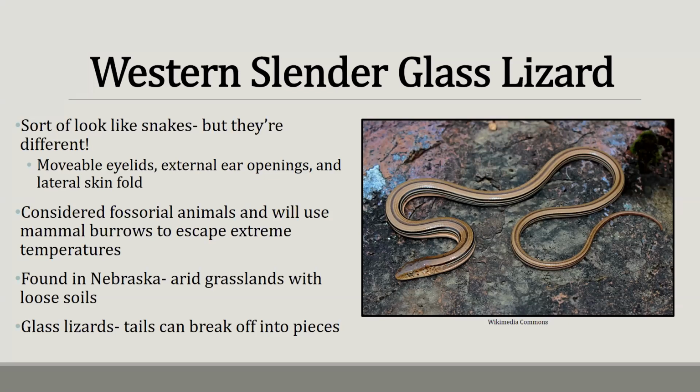They're underground. A lot of times they will use mammal burrows that have already been excavated to escape those really hot temperatures, especially during the summer. They are found in Nebraska, but again, only in about 3 counties, not very common. And the reason they get their name, glass lizard, is because, like other lizards, they can lose their tail if a predator grabs them.